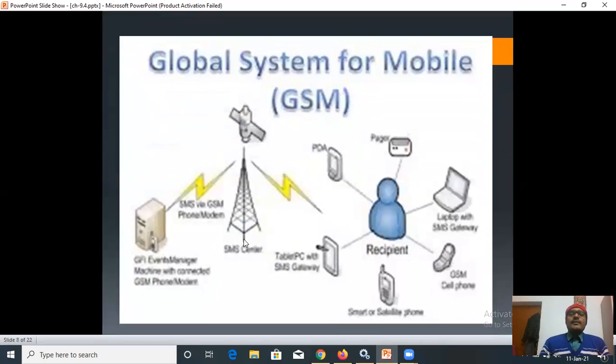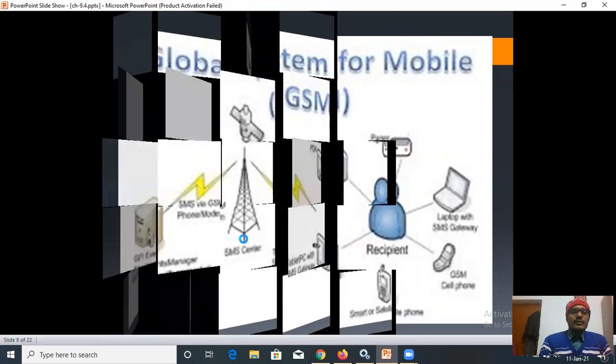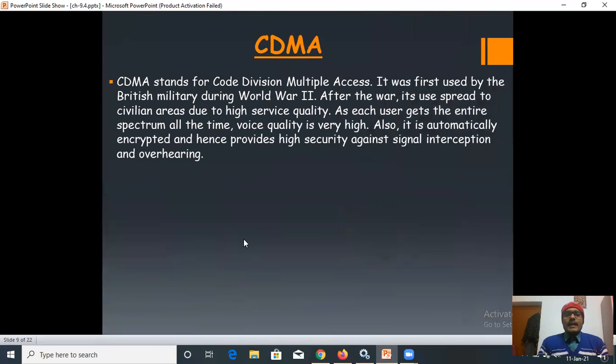Now coming to the next one, this is the picture of the GSM technology for mobile. Okay, now coming to the next one, that is CDMA.